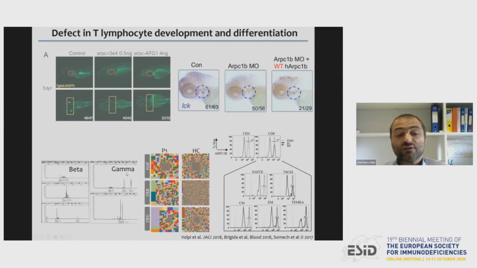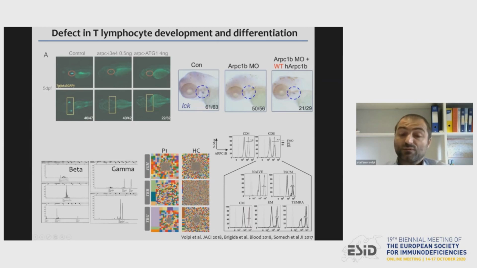In terms of differentiation, I already presented the spectratyping data on gamma delta cells. This was confirmed by Brigida and by Somech in their publication. This is especially true for TCR beta and TCR gamma, with expansion of some clones. Each area represents a single TCR beta, and the size of the area represents the expansion of the clone. You see a healthy control with a complete repertoire, and here you see a difference in the patient. And this doesn't seem to be the case for B cells.